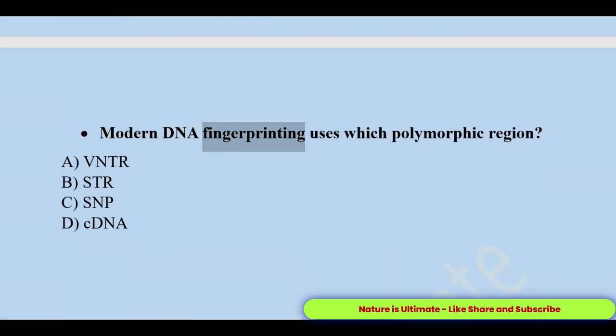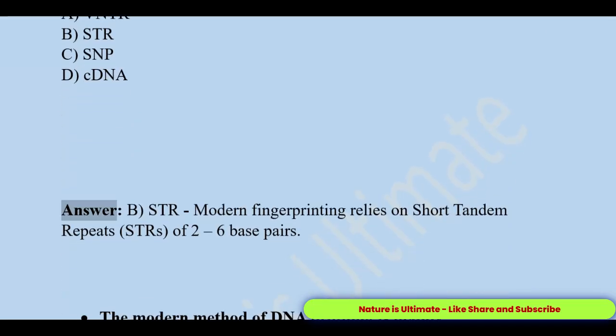Modern DNA fingerprinting uses which polymorphic region? A. VNTR, B. STR, C. SNP, D. cDNA. Answer: B. STR. Modern fingerprinting relies on short tandem repeats, STRs, of 2 to 6 base pairs.